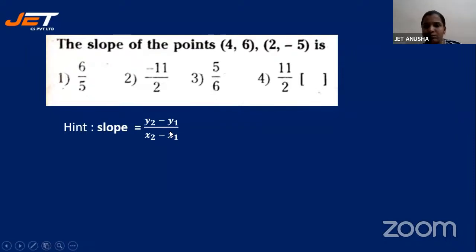Mahesh gave me 2. Monica 4. Avinash 4. Gayatri 4. So many are giving me 4 as the answer. So let's see what is the correct answer. 4 is the correct answer. Very good. So we'll go with the next question.